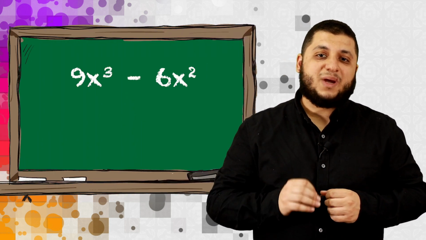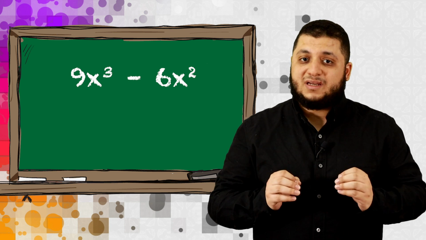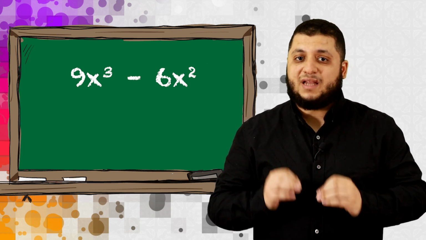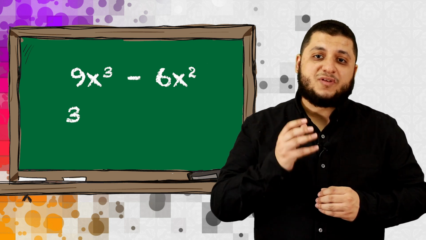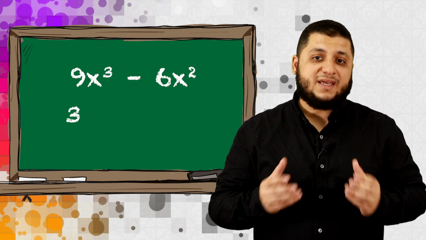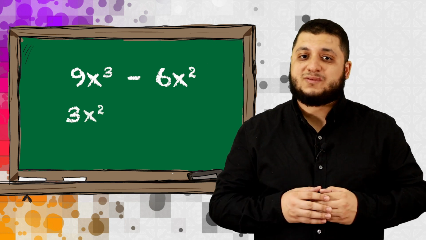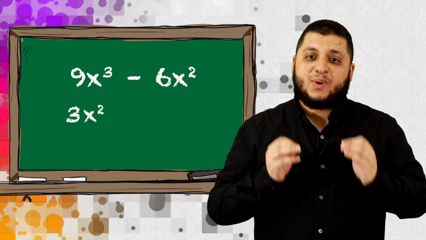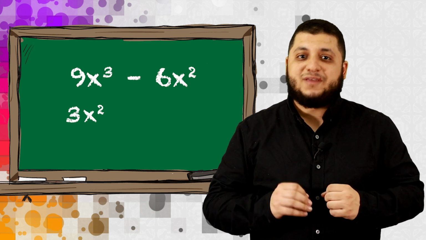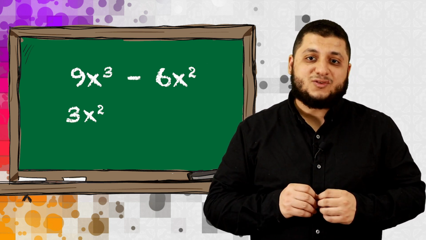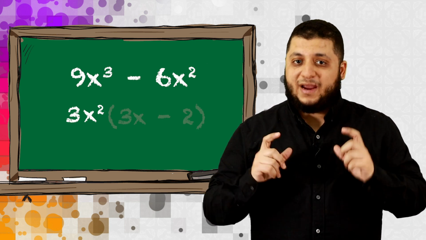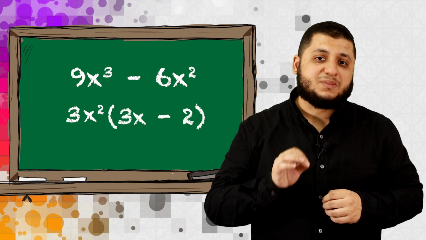Number 1, HCF or highest common factor. You will take the highest common factor between terms. For example, 9x power 3 minus 6x power 2. 3 is the highest common factor between 9 and 6. So you would take 3. Also for x, you have x power 3 and x power 2. You can take x power 2 as a common factor. So you would take the lowest power of x. So now, if you take 3x power 2 as a common factor, it will be factorized into 3x power 2 bracket and inside bracket 3x minus 2.